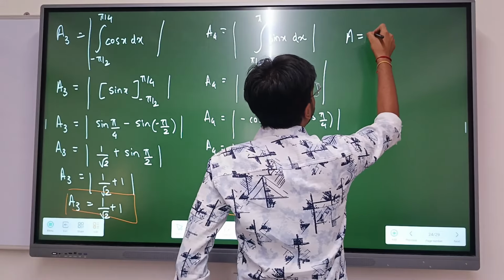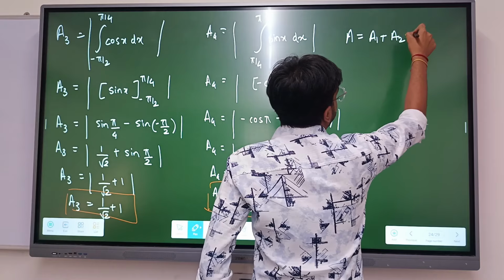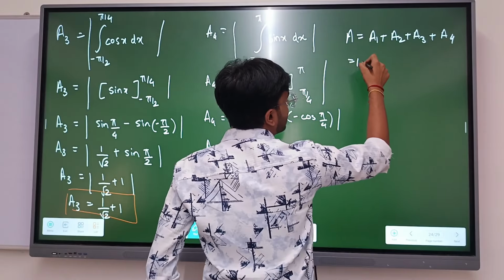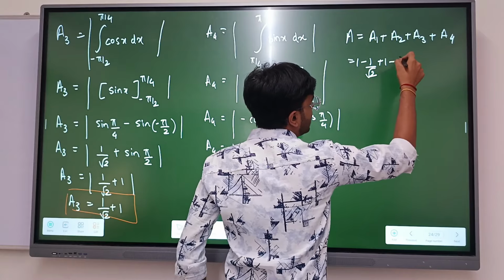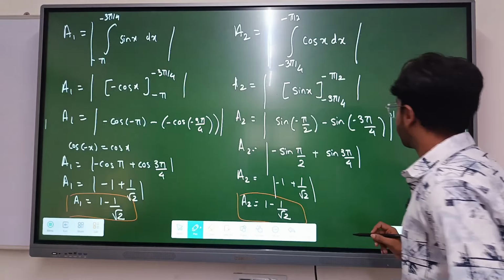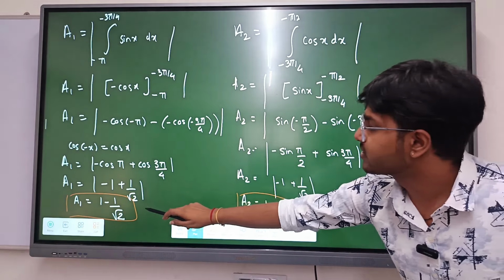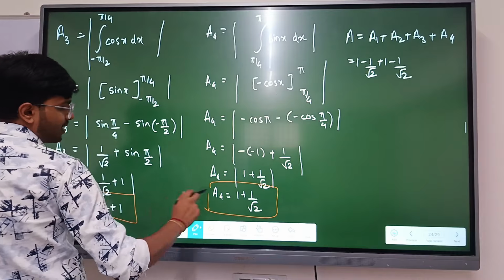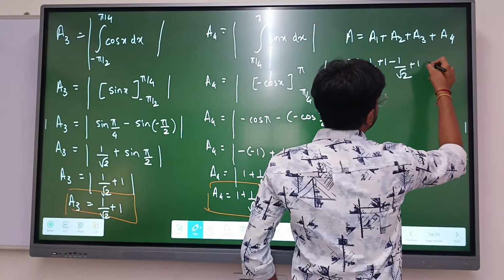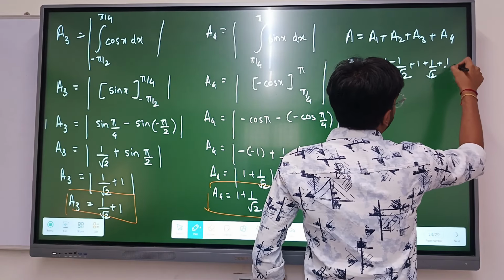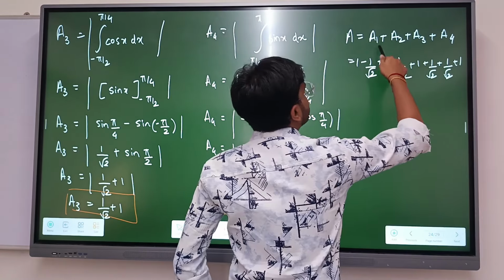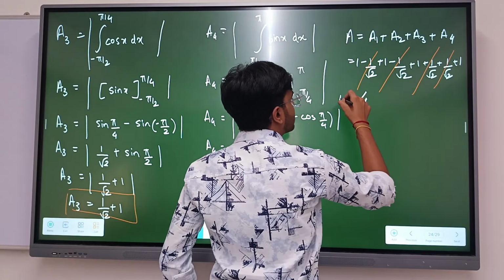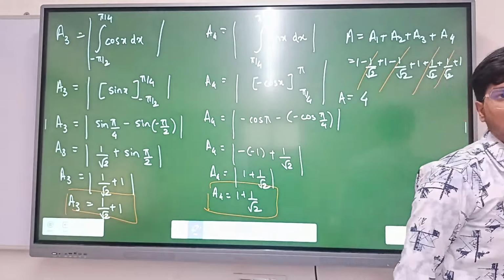So total area would be A1 plus A2 plus A3 plus A4. What was A1, A2? A1, A2 was 1 minus 1 by root 2 and 1 minus 1 by root 2. Here we calculated A1, A2. And A3, A4 was 1 by root 2 plus 1, and 1 plus 1 by root 2. Minus 1 by root 2, minus 1 by root 2, plus 1 by root 2, plus 1 by root 2 cancel. So total area is 4. So our answer is 4.